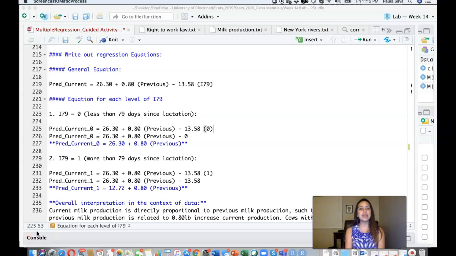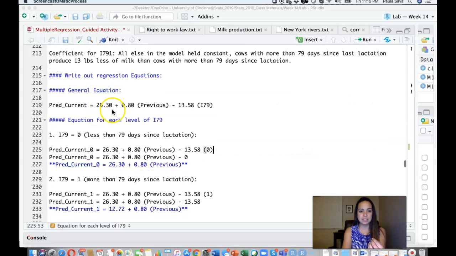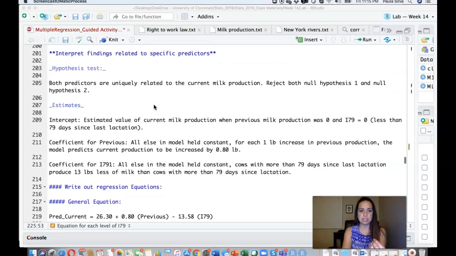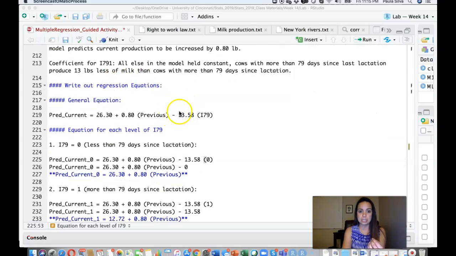Let's continue on. We're trying to figure out some prediction equations for current milk production based on previous milk production and some information about the number of days passed since present lactation of cows. So let's write out the equation. If I'm going to predict the current milk production, I'll have the intercept 26.30. Where did I take that from? 26.30 plus 0.8 times previous. Where did I get the 0.8? Right here. And minus 13.58 times I-79. Where did I get that?